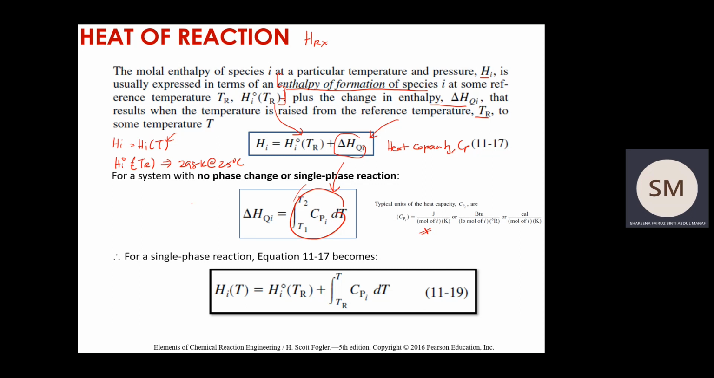Or sometimes you will see, if they expand this equation, it becomes delta H Rx at temperature T, where Rx is reaction, equal to delta H naught Rx. Remember, the naught here means it is at the reference temperature, plus delta Cp times (T minus Tr). So this equation can be expanded into this one.